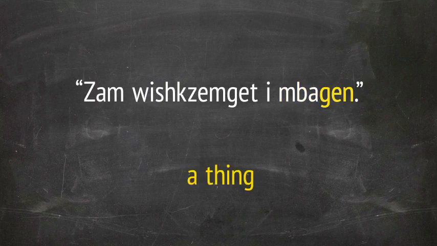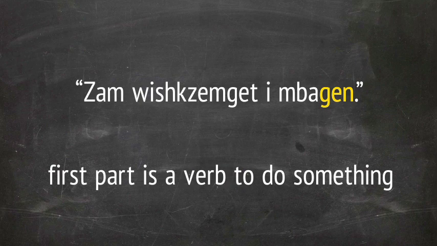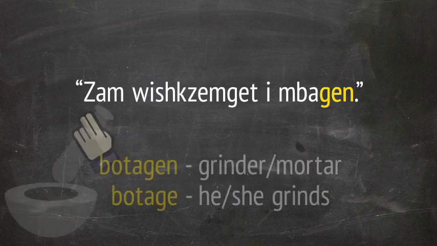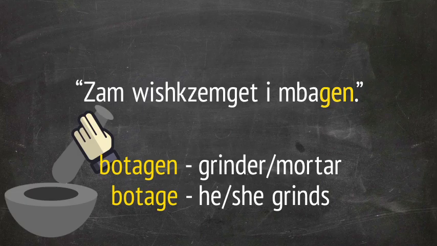Gen is a thing. So whenever you see gen at the end of a noun, it usually means the front part is a verb to do something. For example, botagen is a grinder or a mortar. Botage, he or she grinds.